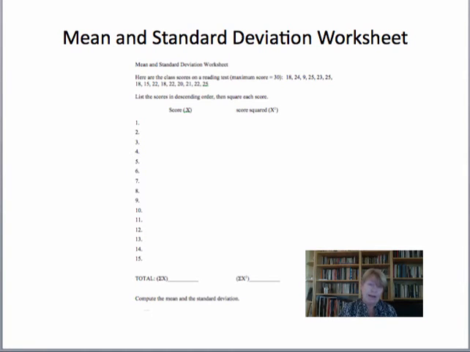So you go ahead and do that. Square all of the scores in your list. And when you're finished, take a moment to add up all of those scores and enter that in the total of the scores squared. So square them all and then add them up. So pause the slide and come back when you're done. Ready?